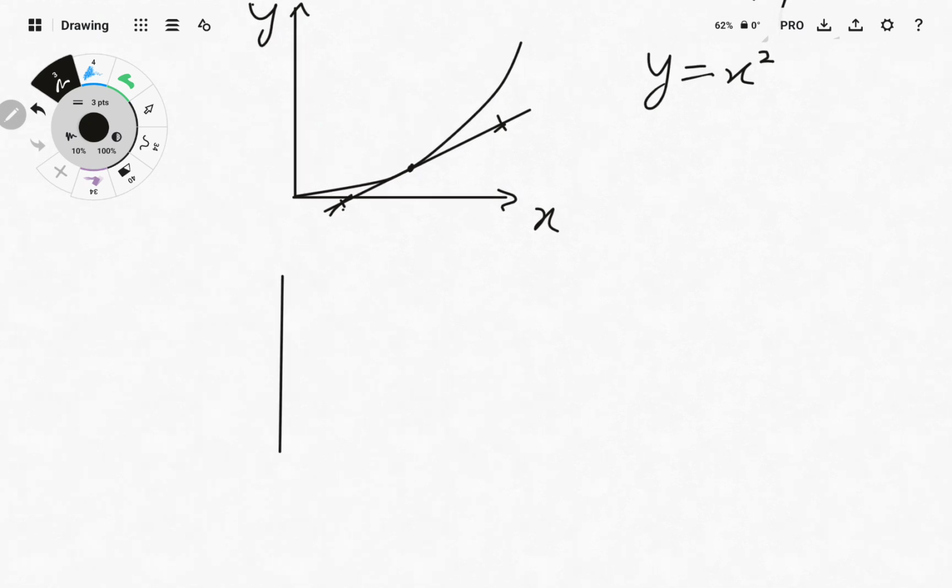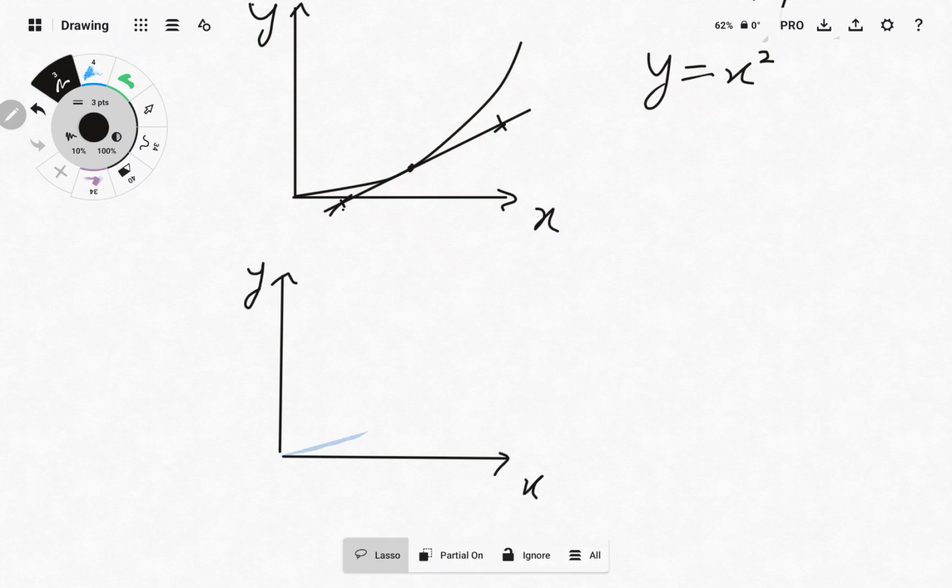I'm gonna draw this curve again so that we have a better idea. This is our curve.